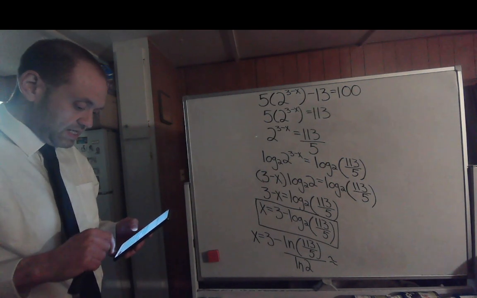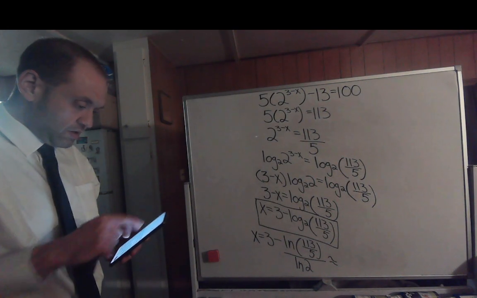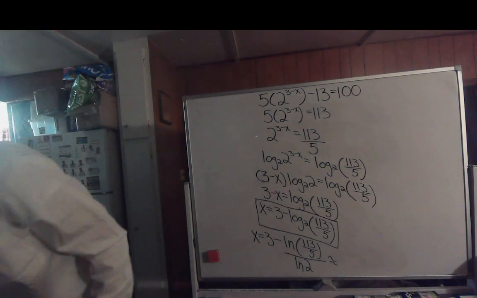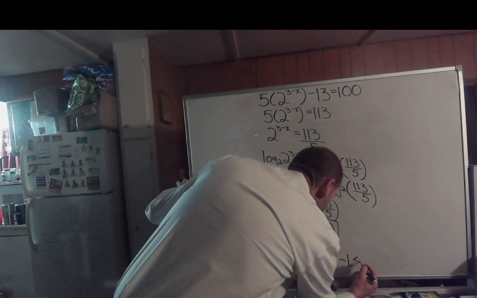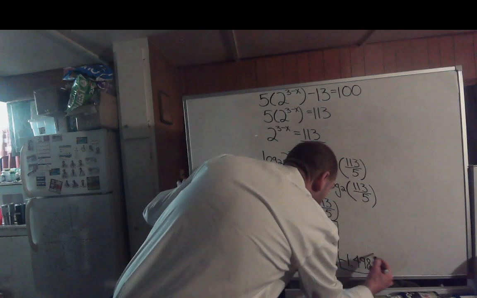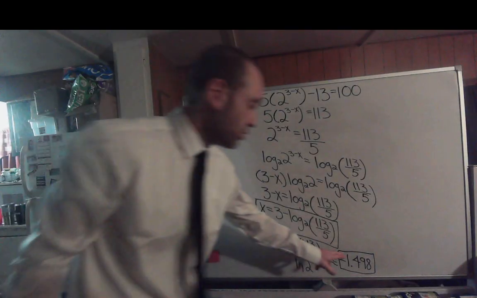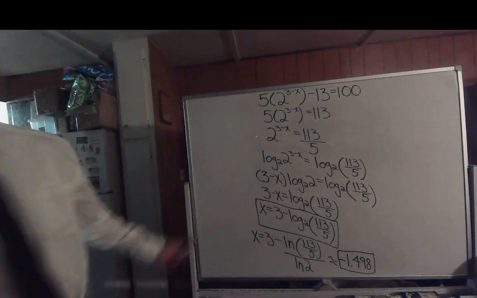Alright, so then we take 3 minus that answer. You get about negative 1.498. So to 3 decimal places, you get that x equals approximately negative 1.498. So what a doozy to obtain all that, right?